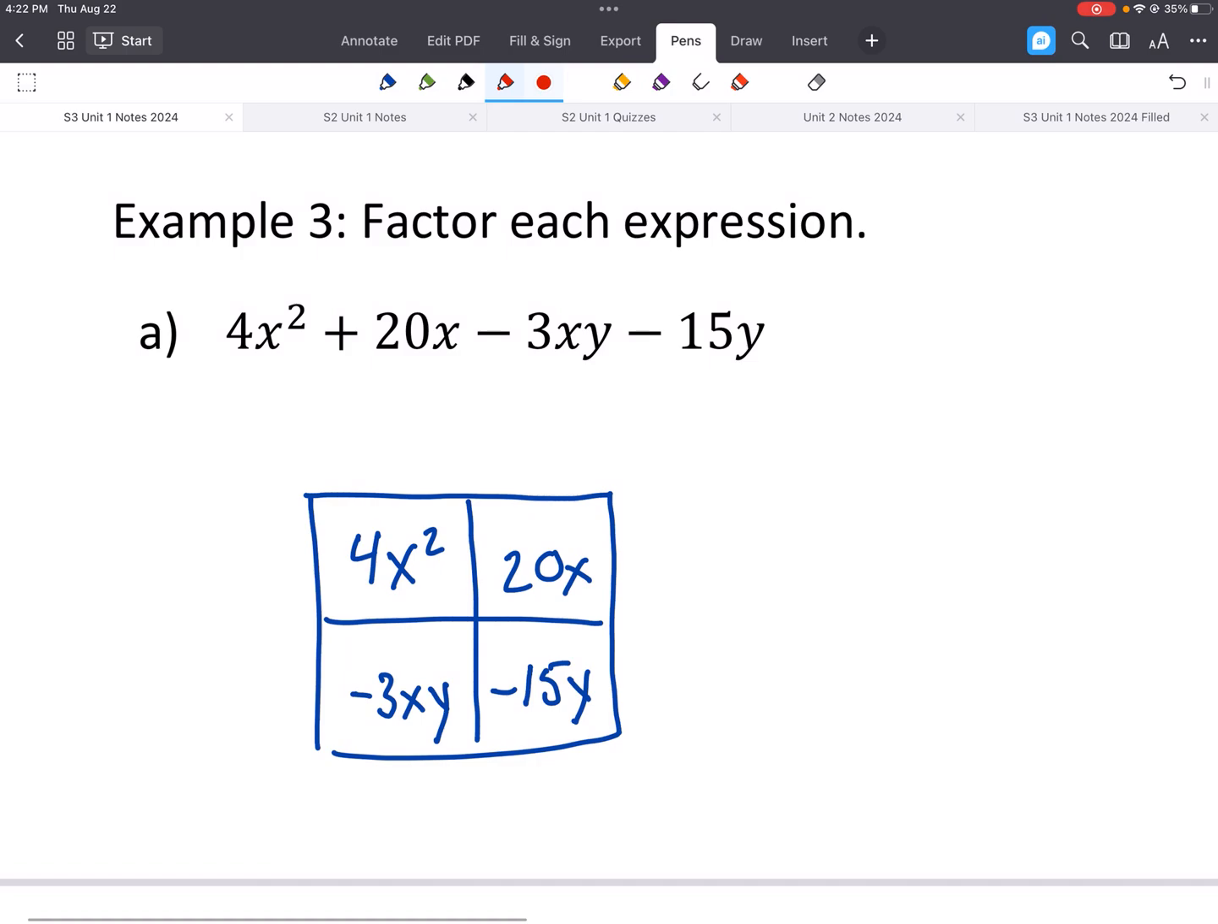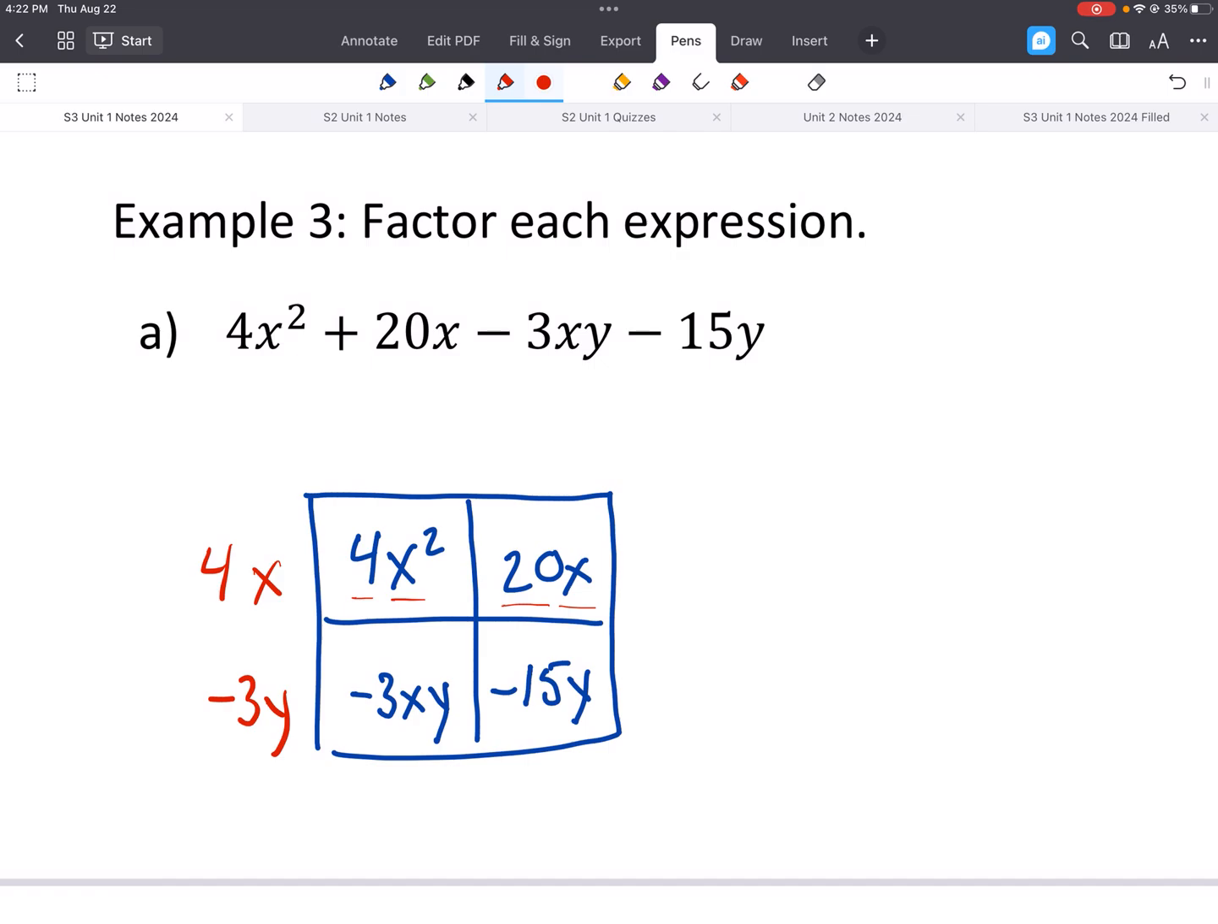So here our first row, greatest common factor for 4 and 20 would be 4. And then there's an x in both terms, which means we can factor out an x. Our next term would be a negative 3y, because there's a y in both terms. We take a negative because the first term is negative. All right, our next is our columns.